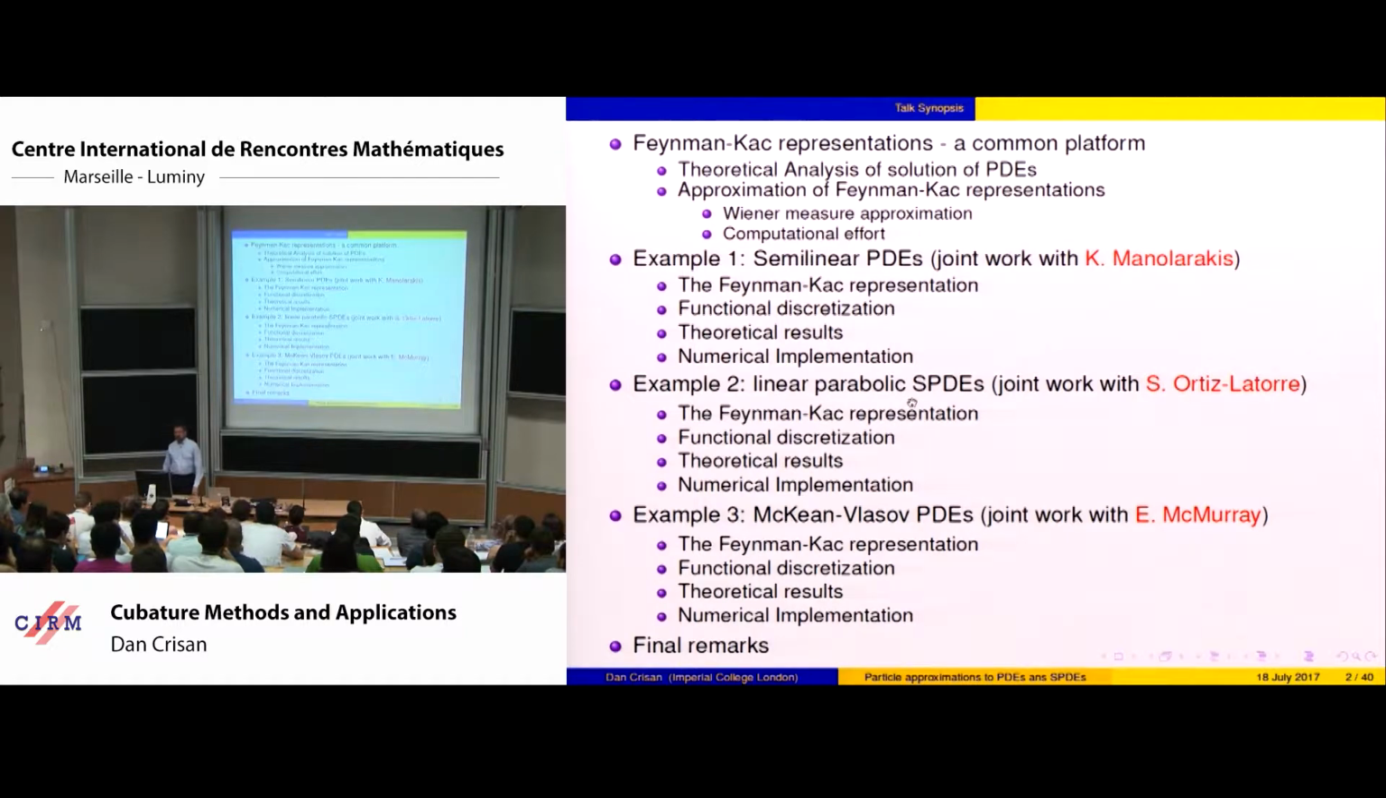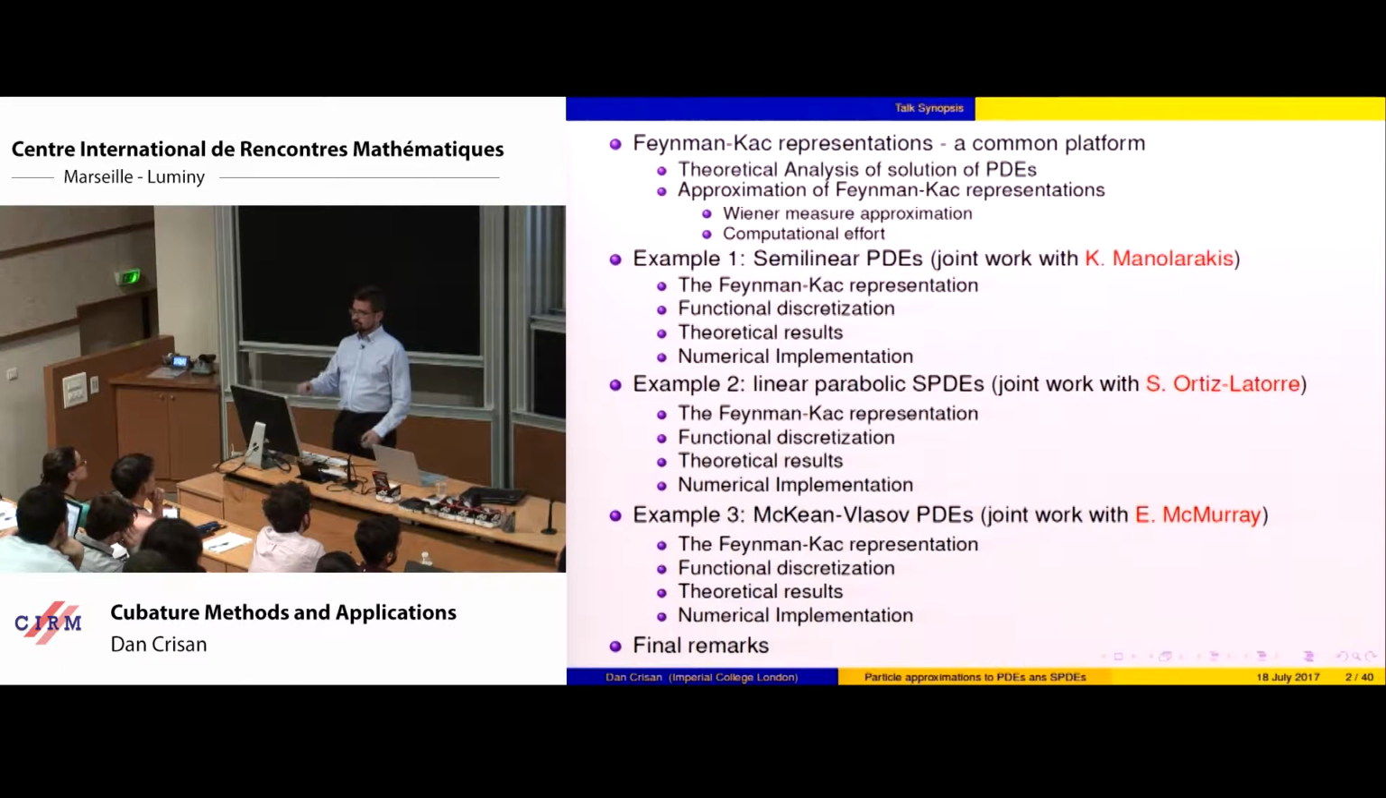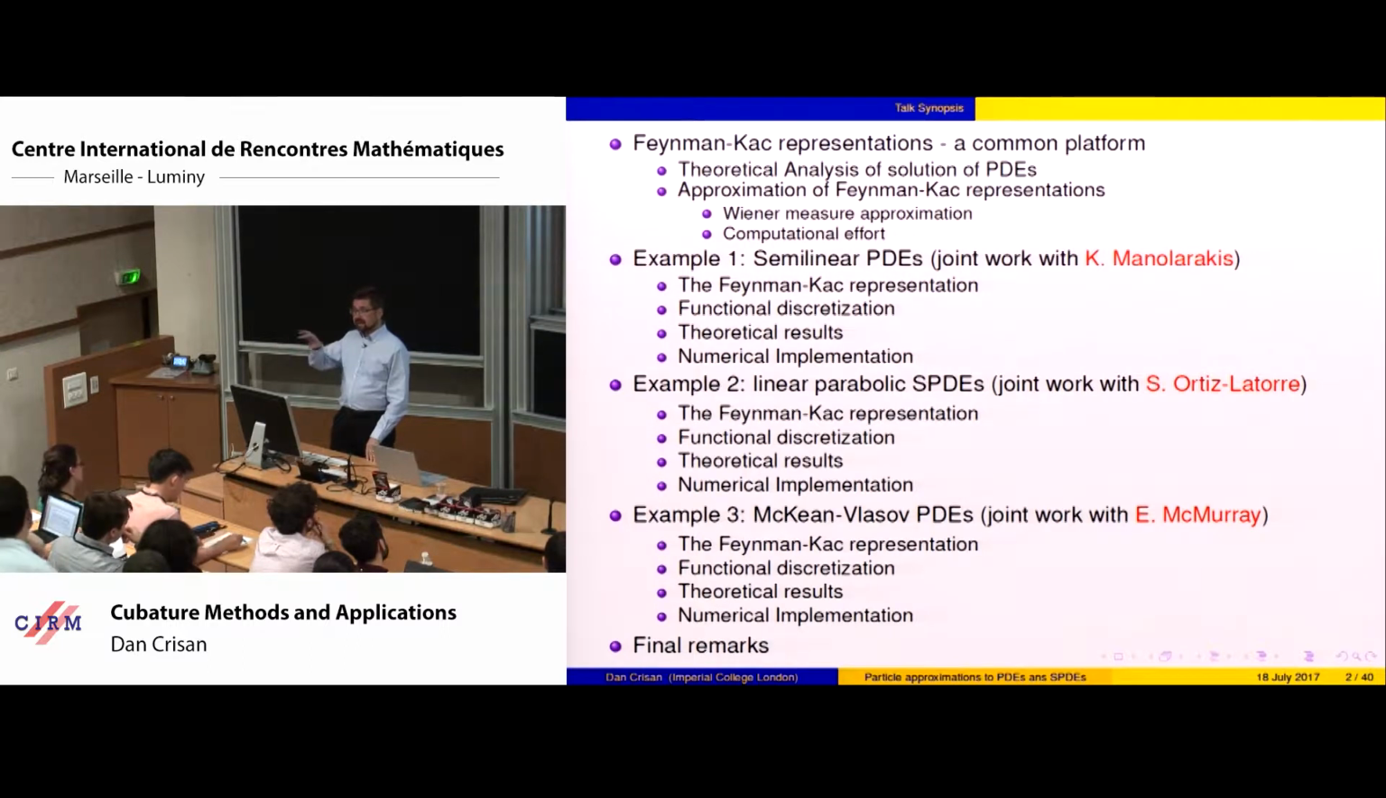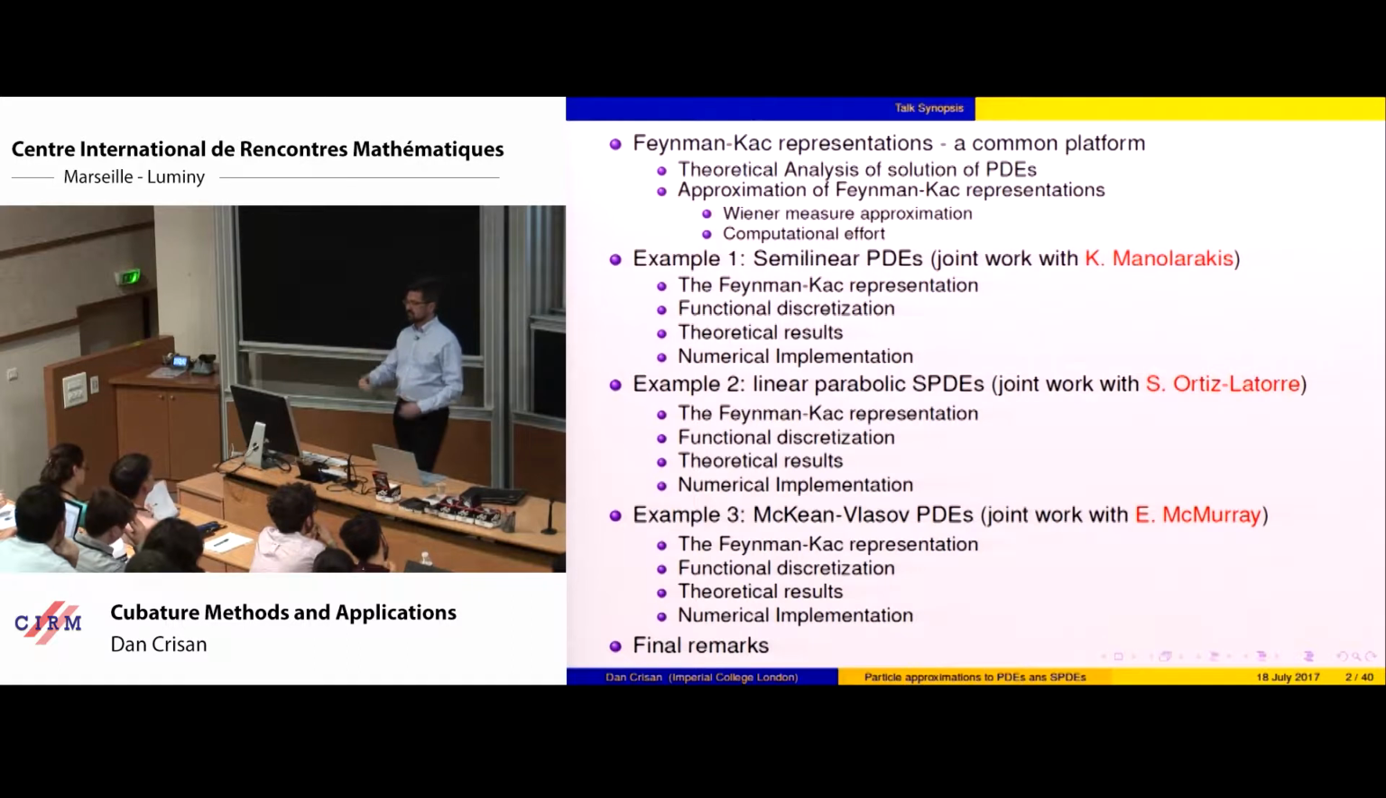The second example, this is joint work with Salvatore Ortiz-Latour. This is for linear parabolic stochastic PDEs with multiplicative noise. And the reason why we look at this example is because this type of stochastic PDEs appear in the area of filtering. So in stochastic filtering, you deal with things like conditional distributions of signals given observations, and the result there is that you end up with a stochastic PDE, and you want to solve this PDE, and very naturally you will have a Feynman-Kac representation for this PDE, and therefore you can use the whole methodology developed here in order to solve the PDE and therefore solve the filtering problem.